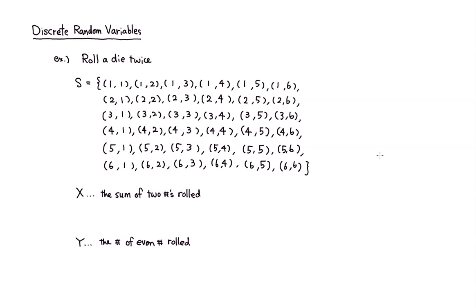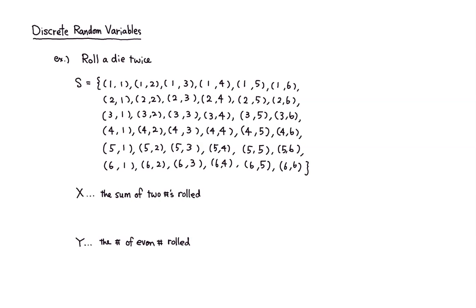Let's say you roll a die twice. You know that there are 6 possibilities in each roll, so 6 times 6, so there are 36 outcomes. Since it takes time, I already wrote that out. That's the sample space. Then we can define a random variable X as the sum of the two numbers rolled.